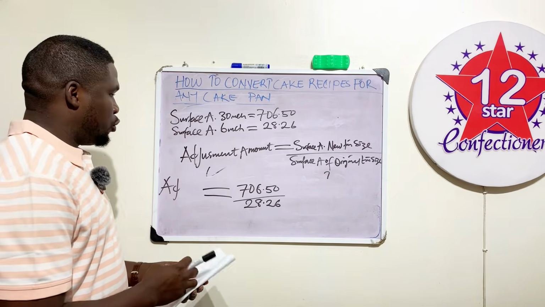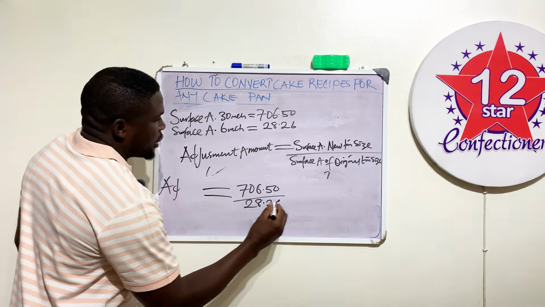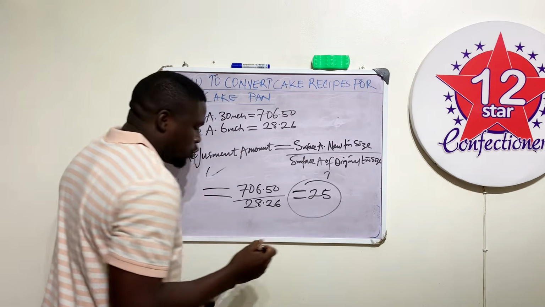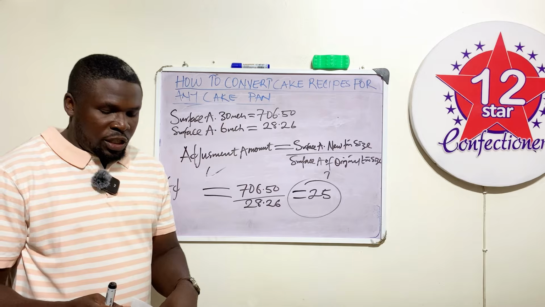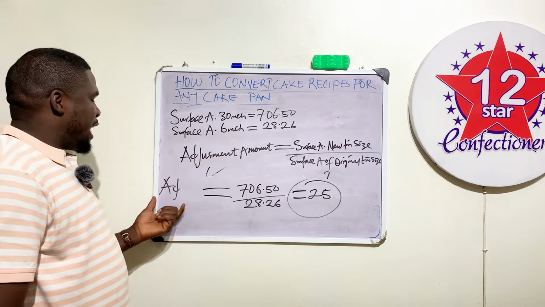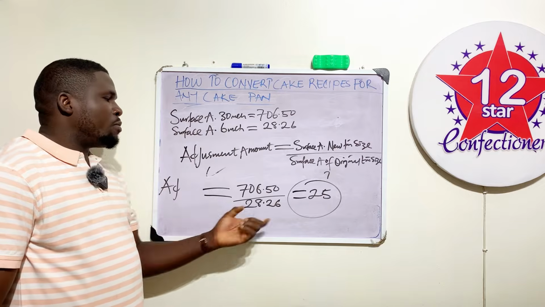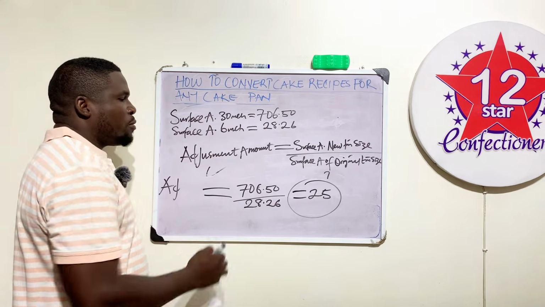25. So now it's equal to 25. This 25 is what we call our adjustment number. I will explain further what this adjustment number is. Our adjustment number is 25. I don't know if you get what I mean. Yes, the adjustment number is 25.